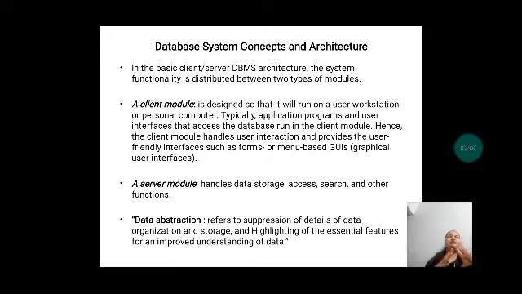So the abstraction definition is, it refers to the separation of details, meaning hiding of the details of the data organization, how the data is organized and how it is stored, that is under storage, and highlighting only the essential, that is the important features for an improved understanding of the data which is stored in the database.